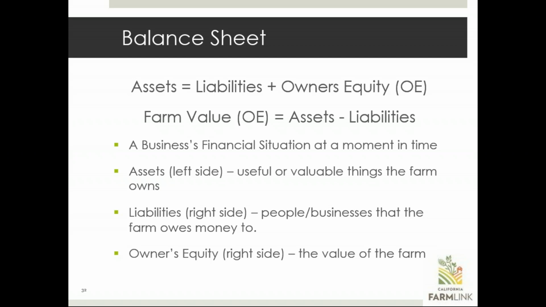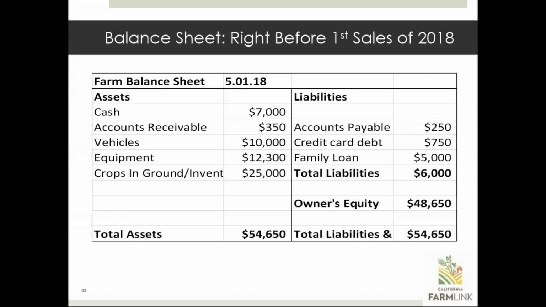And then on the right side, you have everything that the business owes. And what's left over is the owner's equity. And so you can see there at the bottom left, it totals the assets, and then it totals the liabilities, halfway down on the right. And then you'll see that the total assets is equal to, or balances out, the total liabilities and owner's equity. But the owner's equity is essentially the difference between what you own, the assets, and what you owe, the liabilities.